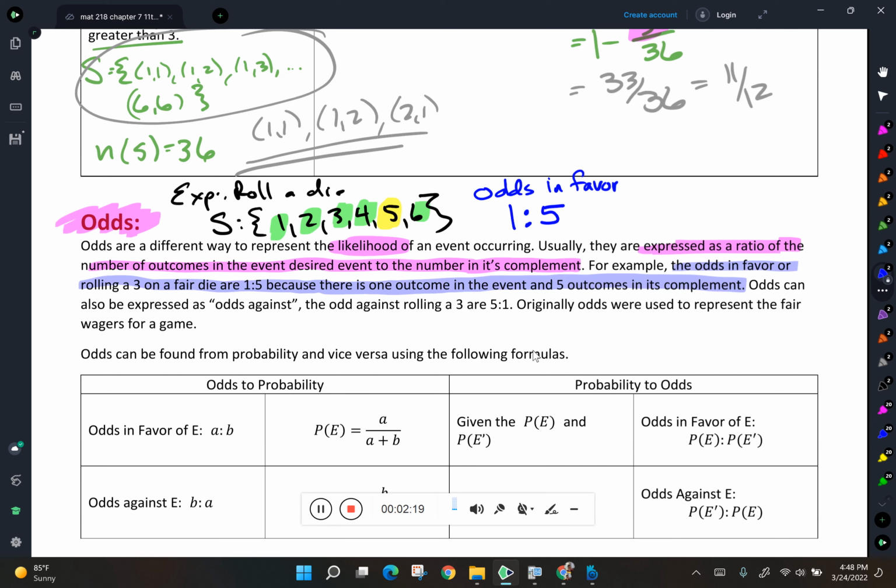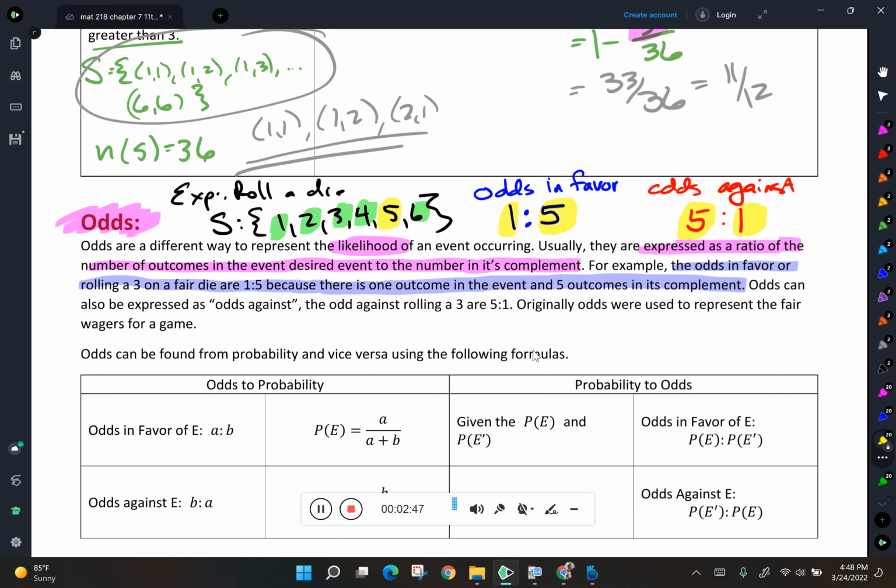Okay? Now, if we flip that around, we could say the exact same thing and say that the odds against are then 5 to 1. Because odds for put the thing you want on the left and its complement on the right. Odds against put the complement on the left and the thing you want on the right.